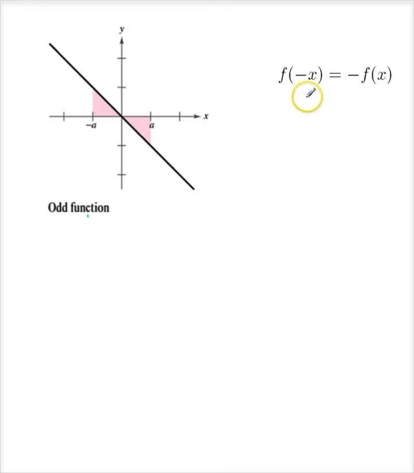Now what if we have an odd function? When you have an odd function and you plug in f of negative x, you get minus f of x. And so in this graph, from negative a to 0, I will have a positive area, and from 0 to a, I will have the exact same but negative area. So when I add those two areas, I get 0.